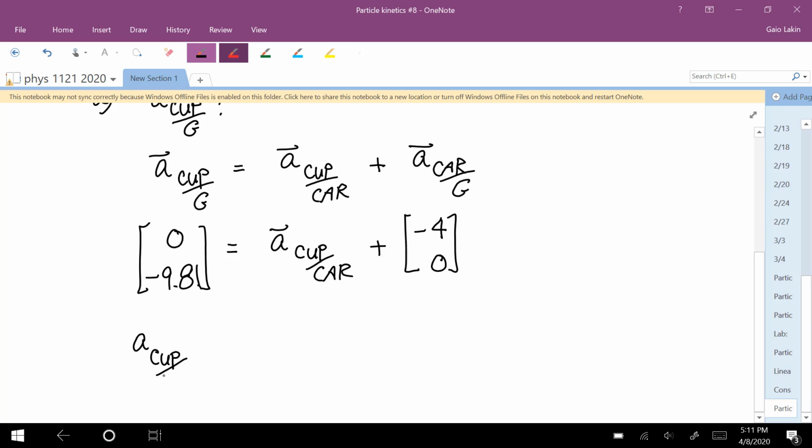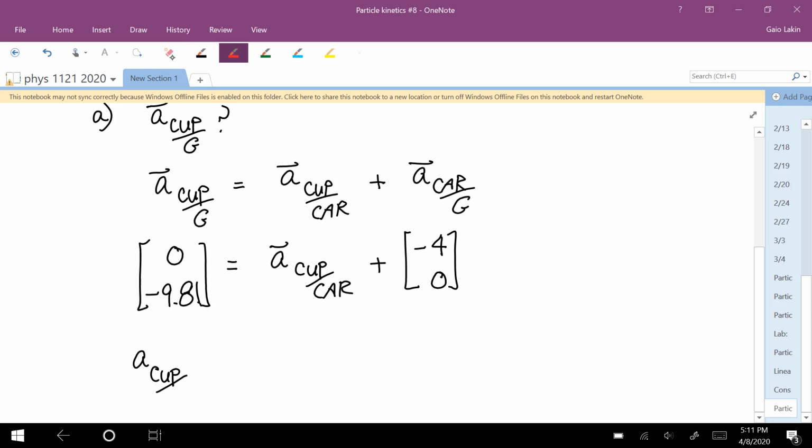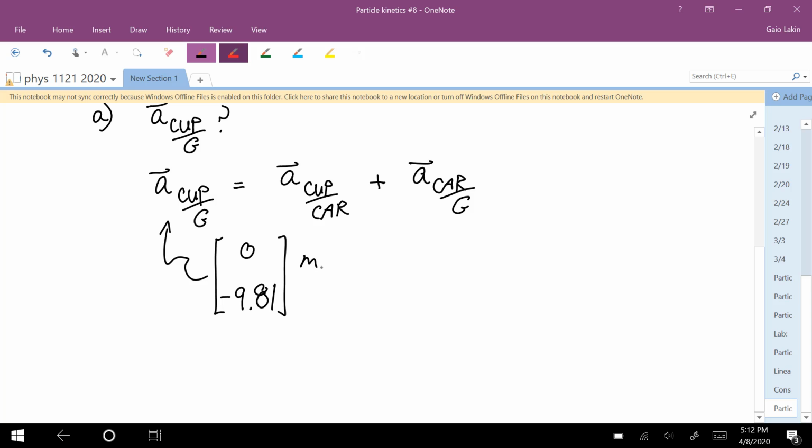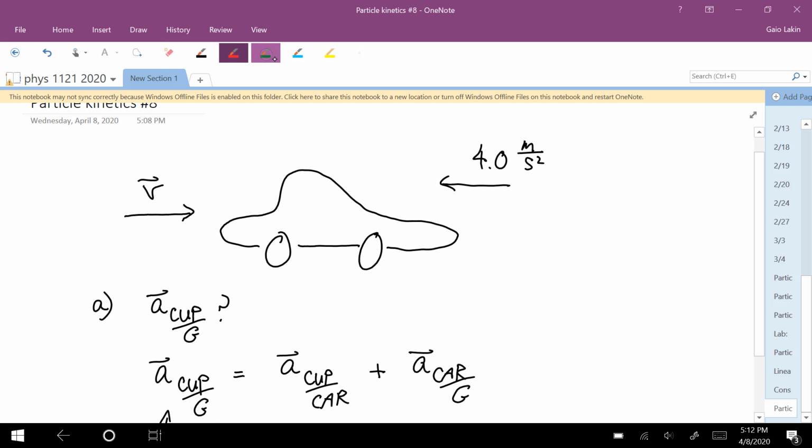Sorry, I'm getting ahead of myself. The first one just asks, what's the acceleration of the cup relative to the ground? Well, we already answered that. Anything in free fall relative to the ground, the acceleration is 0, negative 9.81, or anyways, 9.81 down. It doesn't have to be 0, negative 9.81, depending on what your coordinate system is, but we'll just use a regular one. So we'll use this coordinate system.